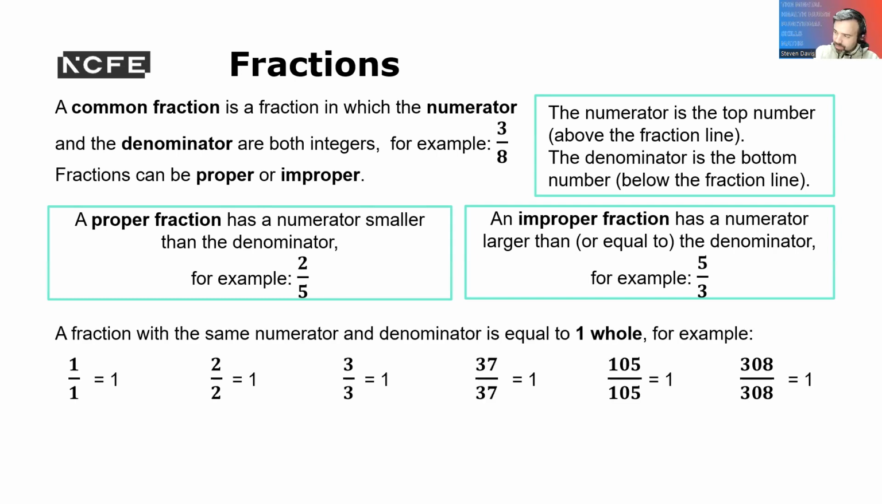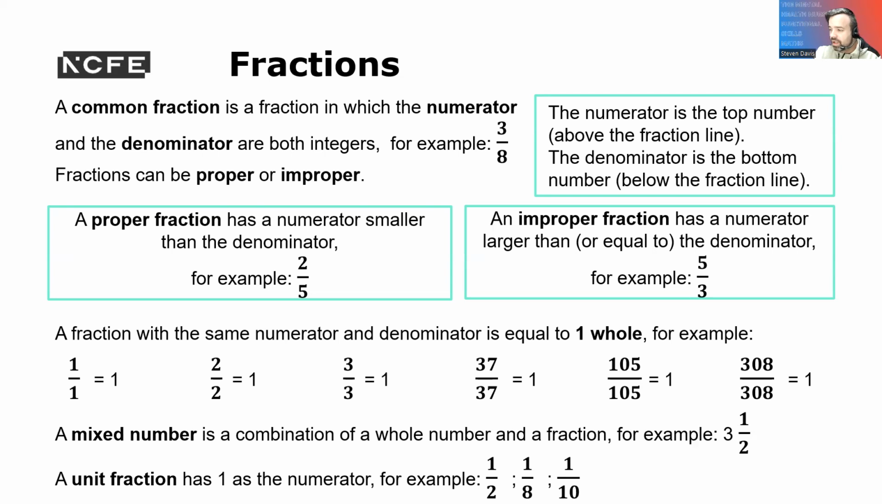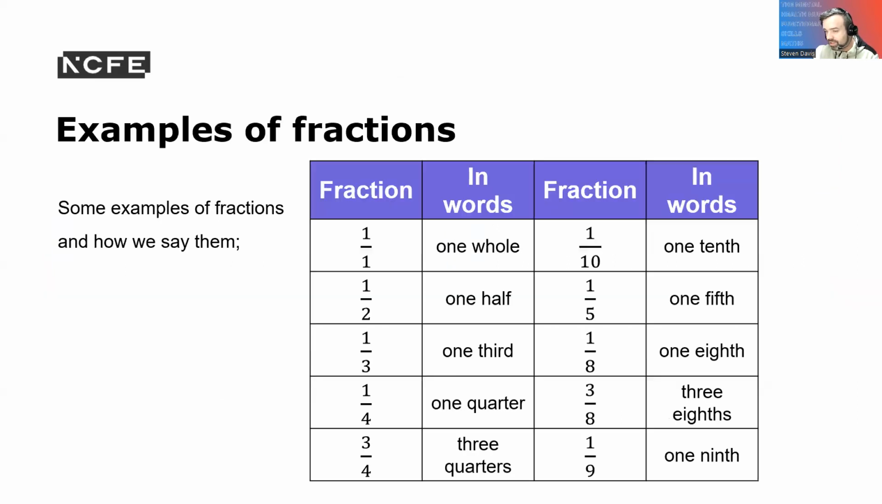A fraction with the same numerator and denominator is equal to one whole. For example, 1/1 is 1, 2/2 is 1, 3/3 is 1, 37/37 is 1, 105/105 is 1, and 308/308 is 1. A mixed number is a combination of a whole number and a fraction, for example, 3.5. A unit fraction has 1 as the numerator, for example, 1/2 to 1/8 or 1/10.